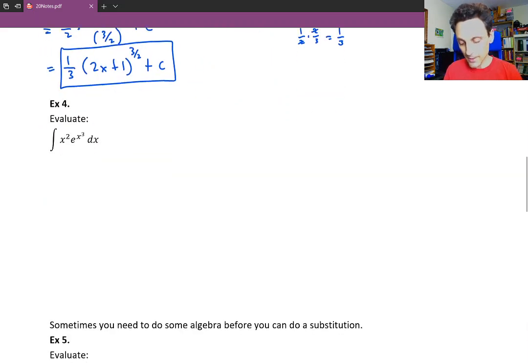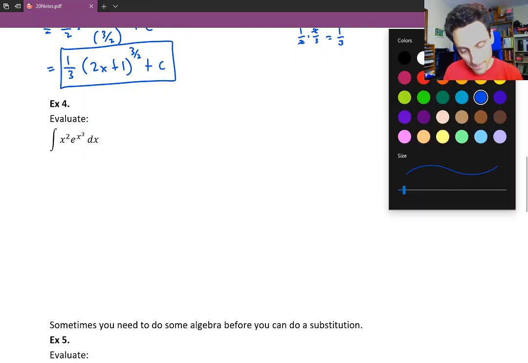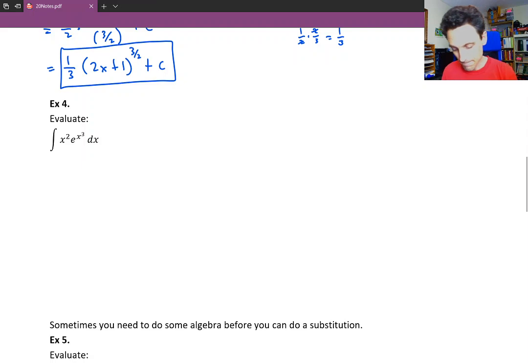Example 4 says evaluate the integral of x squared e to the x cubed. Now here, if we're looking for an inner function, we can meditate on this a little bit. What would it be? What would our inner function be? If you said x cubed, that would be correct. That's an inner function. That's a function that's inside of the exponential function.